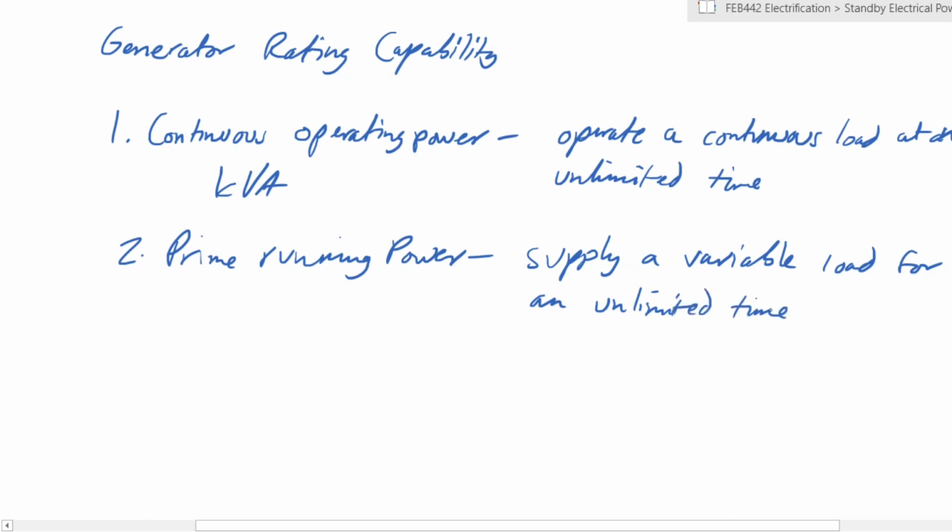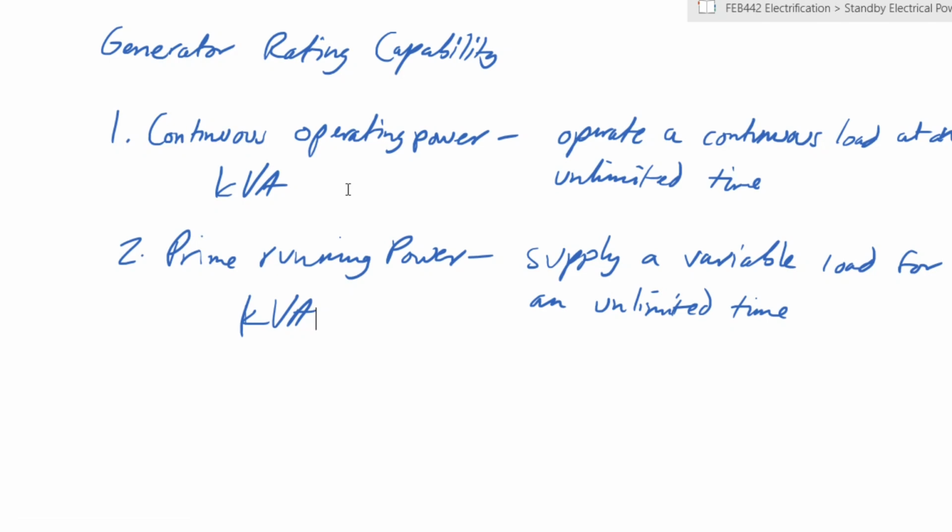All right. So in the first, continuous operating power, you are assuming a steady level of the load, a steady number of kVA. In prime running power, your load can vary. It can be less or more depending on the application that is there. Generally, the kVA rating for a prime running machine would be lower than continuous operating power. And it is important to note that the same machine can have different ratings for each of these.